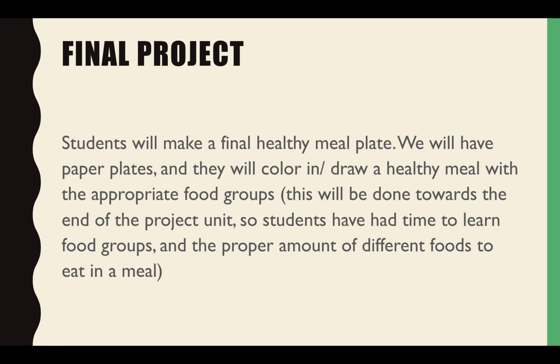For the final project, students are going to make one last healthy meal plate with the correct food groups. We're going to have paper plates, so it's going to look like an actual plate that we design. They're going to color in and draw that healthy meal with the appropriate food groups. So they're going to draw, say, their potato, and their green beans that are going to be on the plate. This will be done towards, obviously, the end of the project, since it's called the final project. So the students have had time to learn the proper food groups and the amounts that belong in each meal.